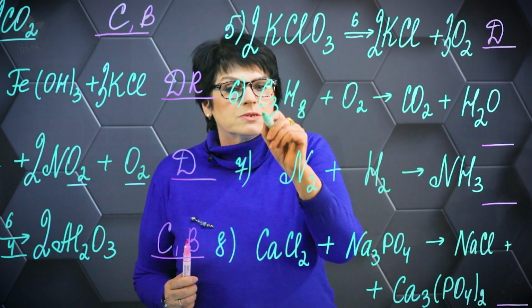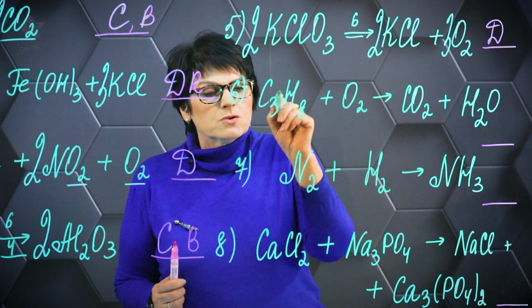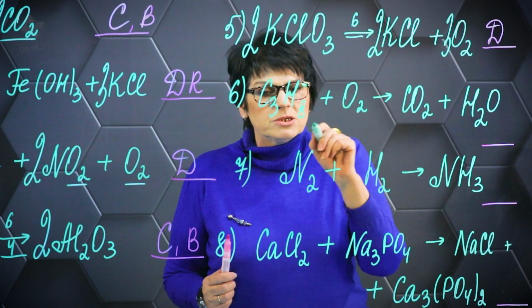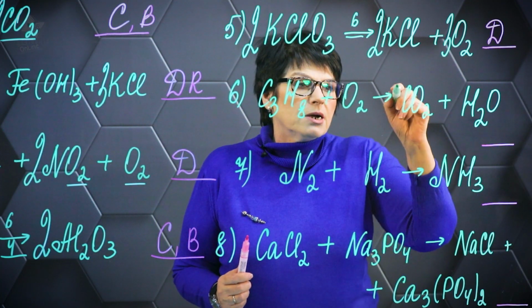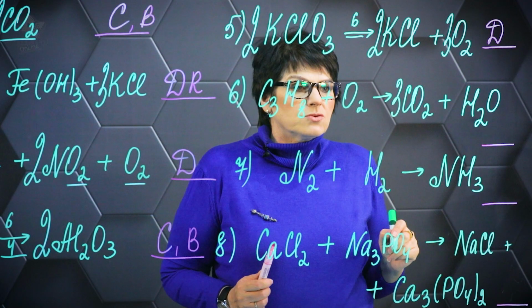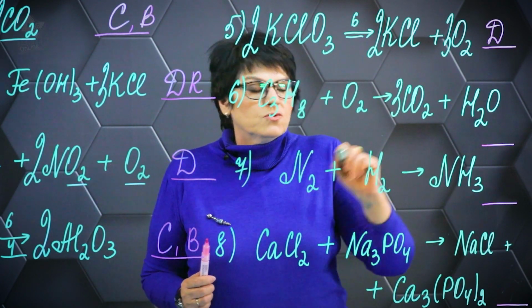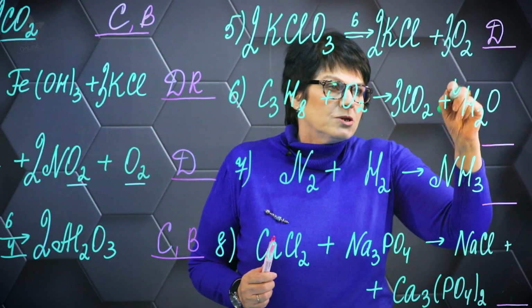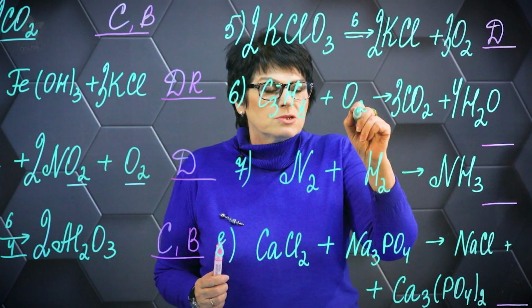We start to equalize. In this type of reaction, we start with carbon, hydrogen, and lastly oxygen. So there are 3 carbon on the left side and 1 on the right side. So we put a factor of 3 in front of CO2. Hydrogen on the left side is 8, on the right side is 2. We put a factor of 4 in front of the formula for water.